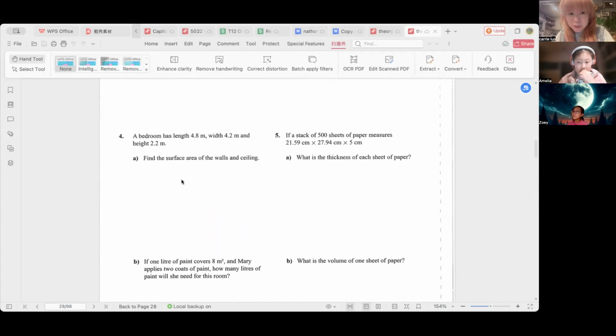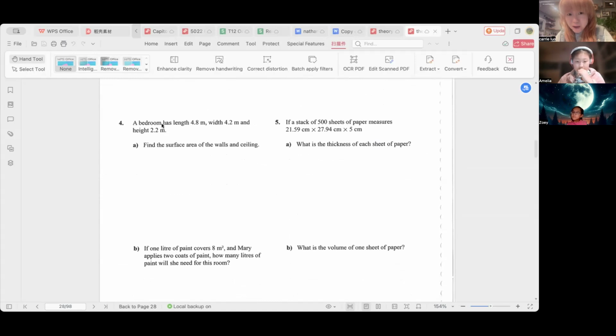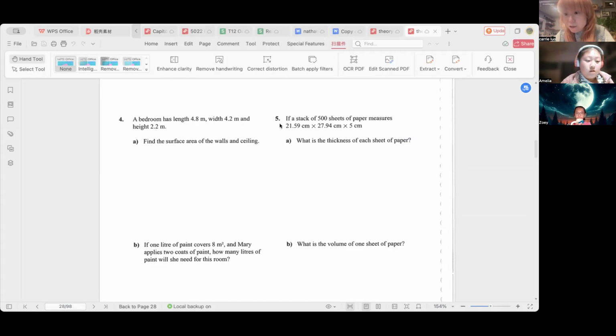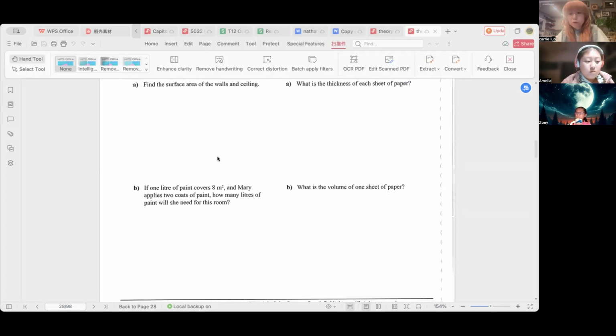Okay, so number 4 is the same thing. A bedroom has dimensions of length, width, and height. I want to find out the surface area of the walls and ceiling. What does it mean? I don't want to calculate the floor. Yeah, no floors. Very good. So walls and ceiling, so it's just the top and the sides around you. You don't have to calculate the floor, so the base needs to be deducted. Understand? Okay, so that is part of your homework.